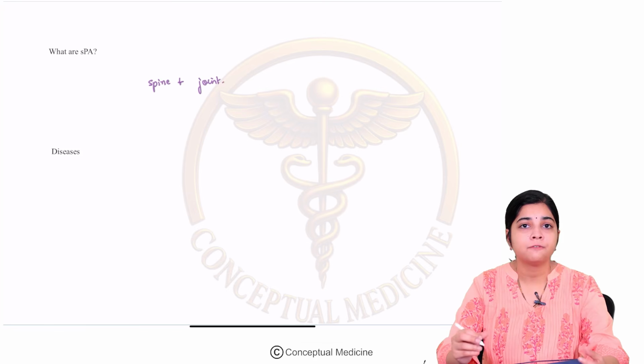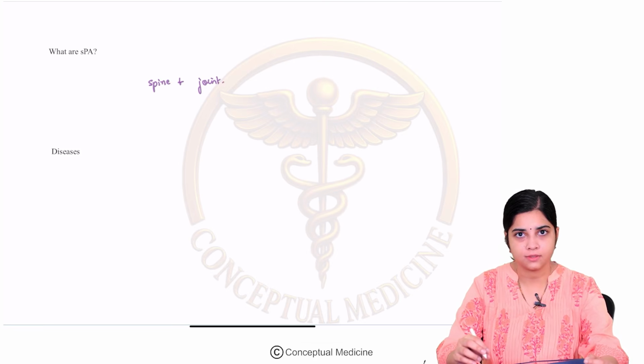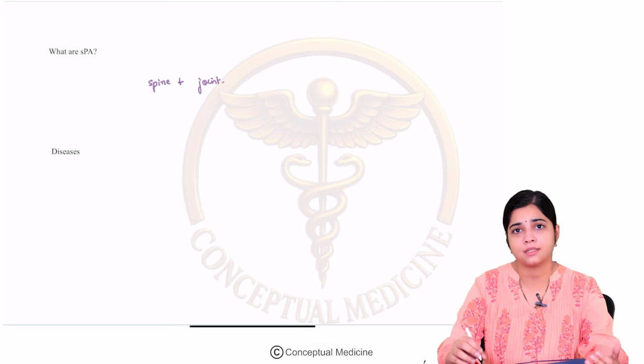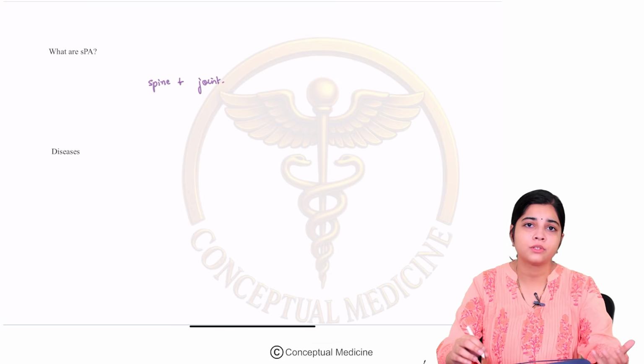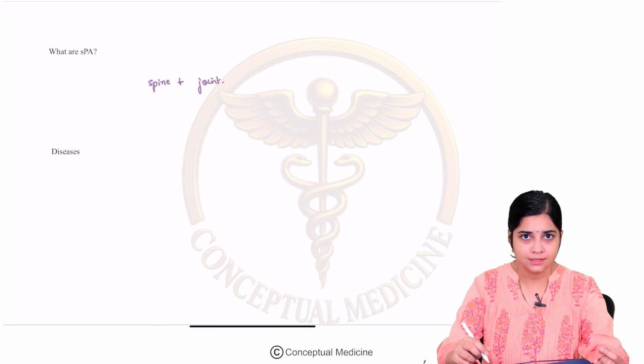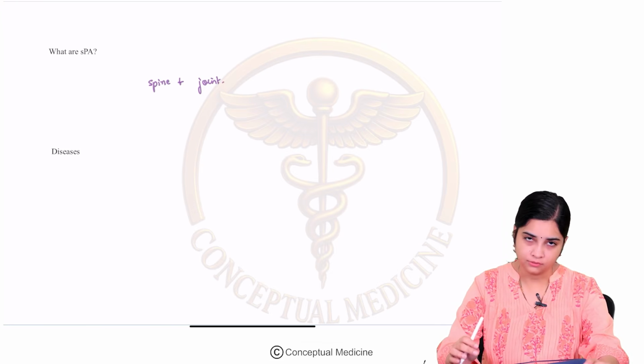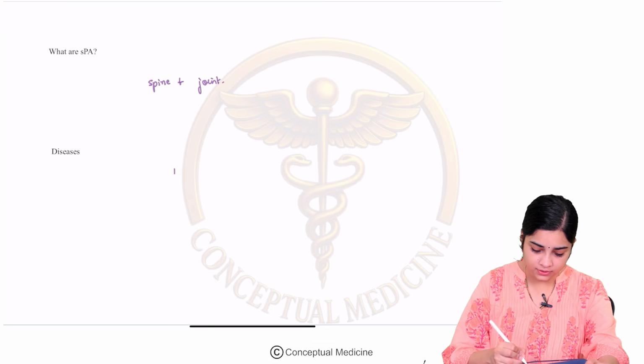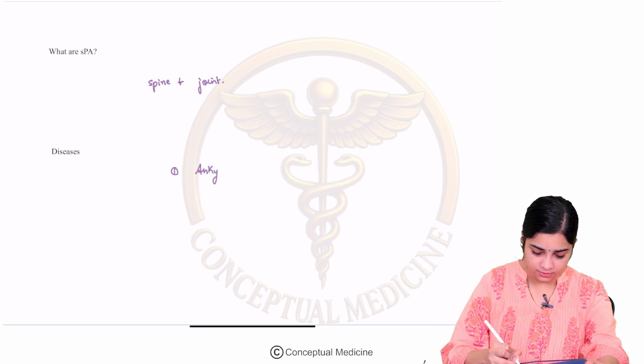The very famous disorder which you will remember when you speak of spondyloarthropathies is ankylosing spondylosis. But later on, research suggested that there are a few other disorders which can be grouped together because they have a similar pathophysiological mechanism, and this group of disorders is what we call spondyloarthropathy. So what are those disorders? The first one is ankylosing spondylosis.